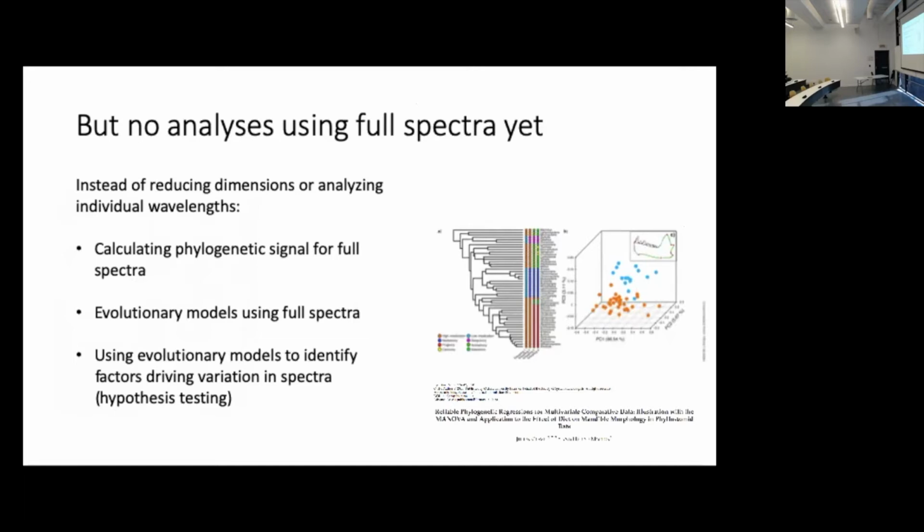So with this in mind, my goal is to calculate the phylogenetic signal for full spectra, fit evolutionary models using the full spectral data, and use these evolutionary models to identify the factors driving variation in spectra, doing some hypothesis testing using these models. And one of the reasons this hasn't been done yet is because we didn't really have methods for it. But in recent years, a new method has come out, developed by Clavel and Moreland, which I'll talk about a little bit more, which enables this research.